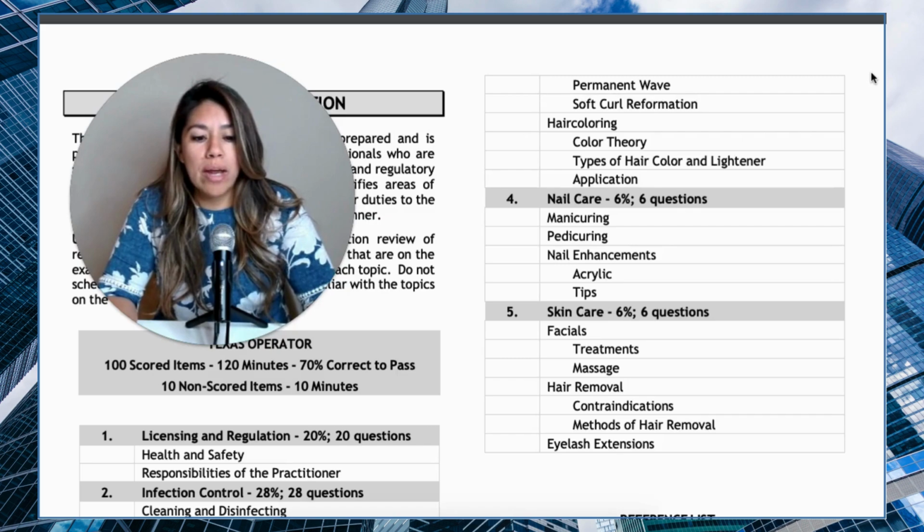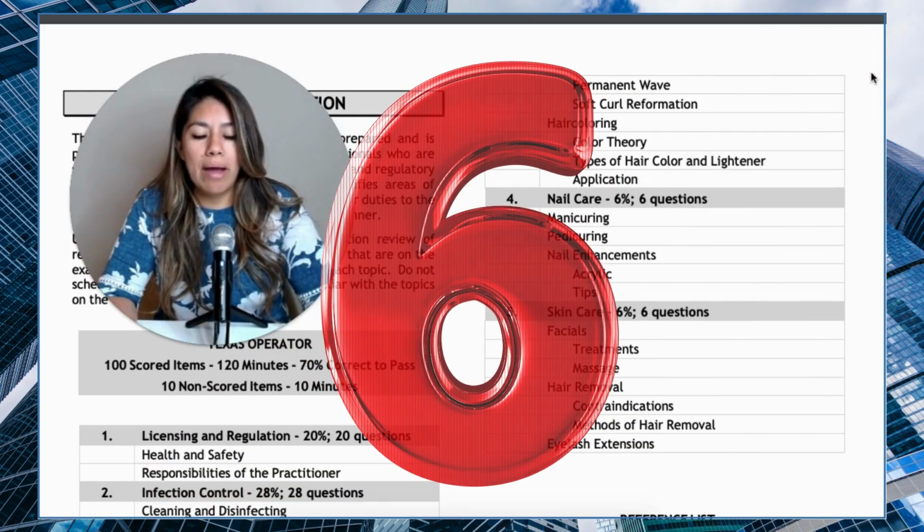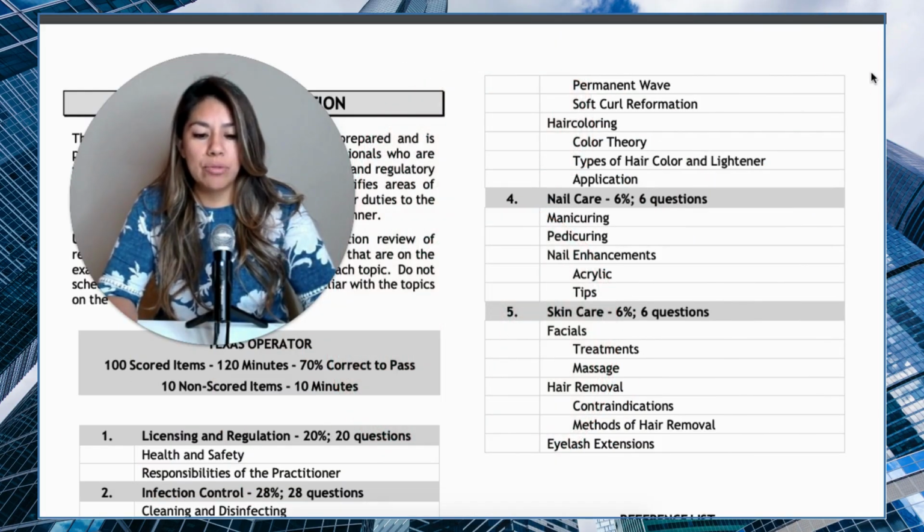Numbers 4 and 5, these are the chapters that you will see the least amount of questions from, but it is still very important that you go over them. So nail care, you will have 6 questions, which is manicuring, pedicuring, nail enhancements. Skin care, you will have 6 questions, and this includes facials, hair removal, and eyelash extensions.